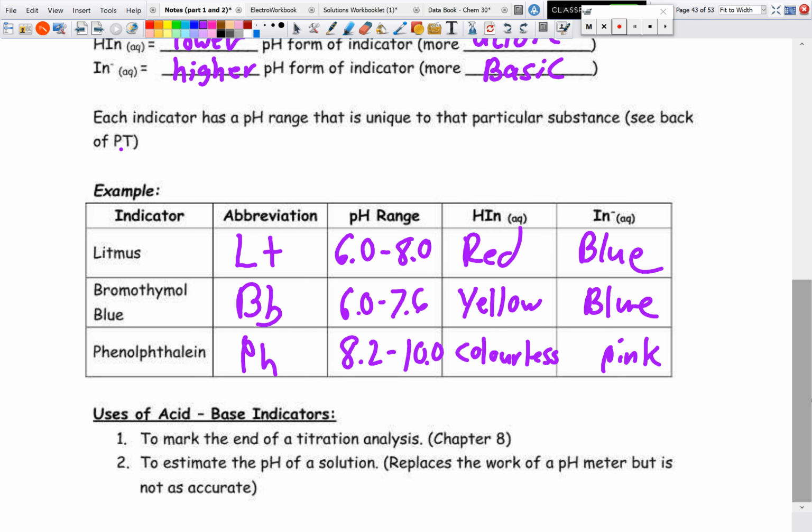So what acid and base indicators are used for is to mark the end of titration, which we're going to see later on in chapter 8, so unit 4, and to estimate the pH of a solution, which we are going to use for this one. So this replaces the work of a pH meter, but of course it's not as accurate.